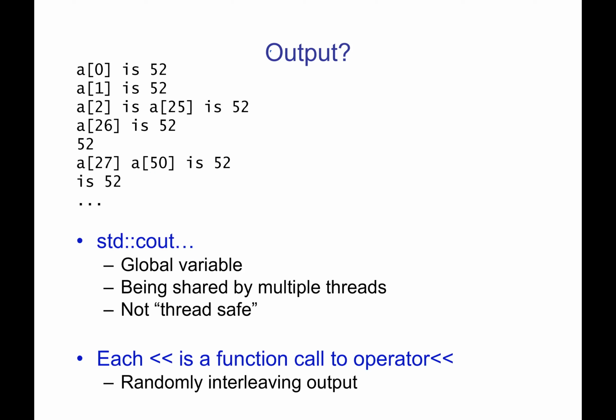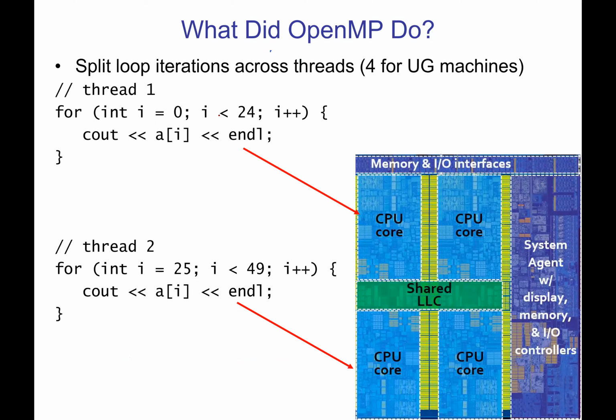and chaos is ensuing. We're getting the first thread writing A of 0 is 52 and A of 1 is 52. It starts writing A of 2 is 52, but in the middle of that, another thread starts writing some data. So it's kind of chaos. So we're getting output randomly interleaved. This is not good. So we need to fix it.